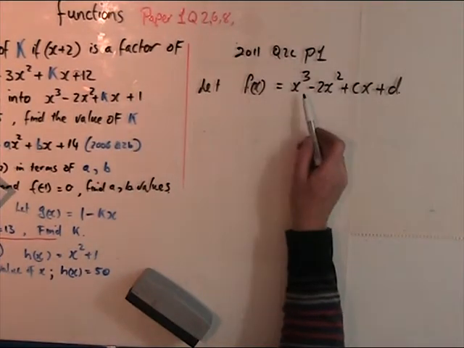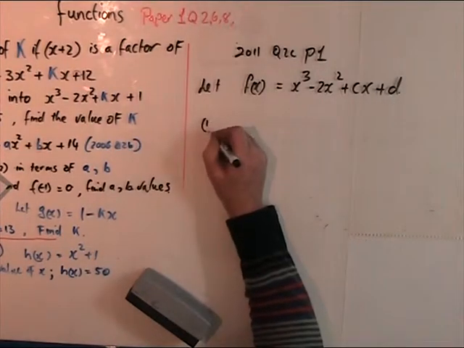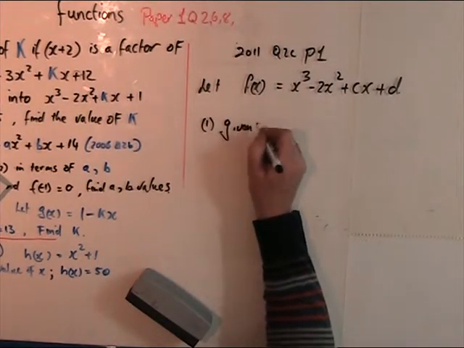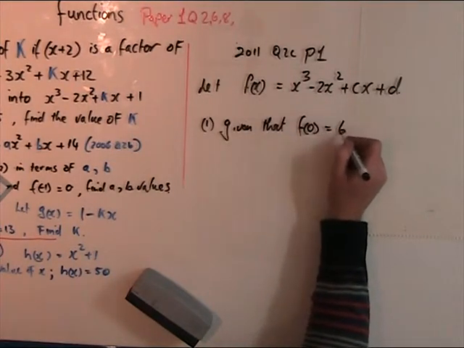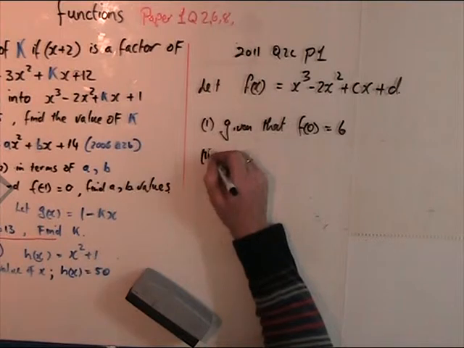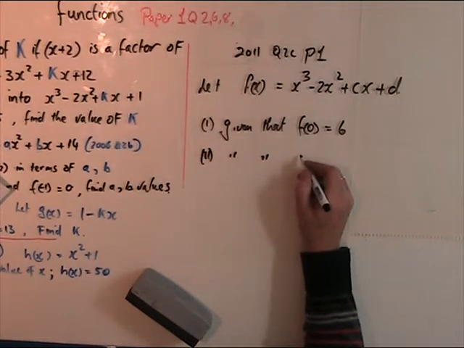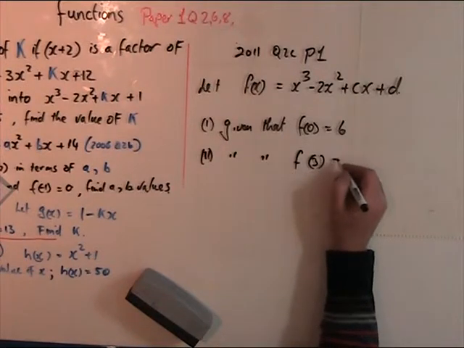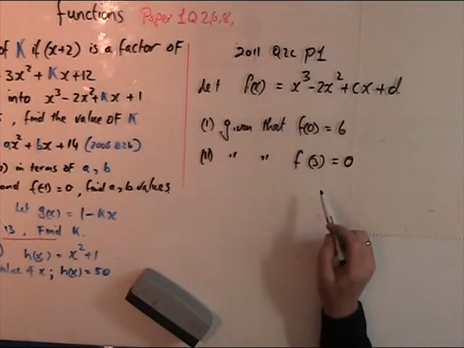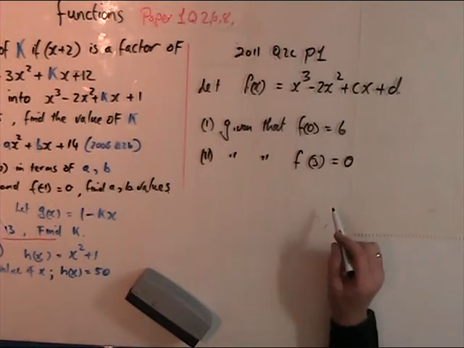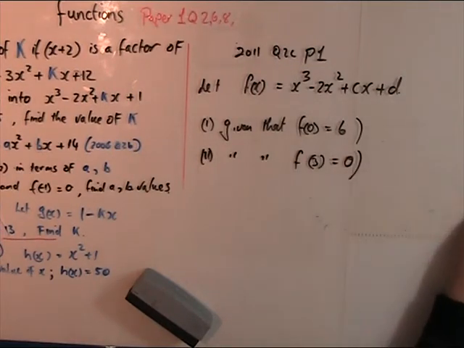Right, so f of x is x cubed minus 2x squared plus cx plus d. And it says, given that f of 0 is equal to 6, and also given that f of 3 is equal to 0. So now what do I do? If I put 0 in here, I'll get an equation, make it equal to 6. Okay, so I'm going to put 0 into this equation, each of them.